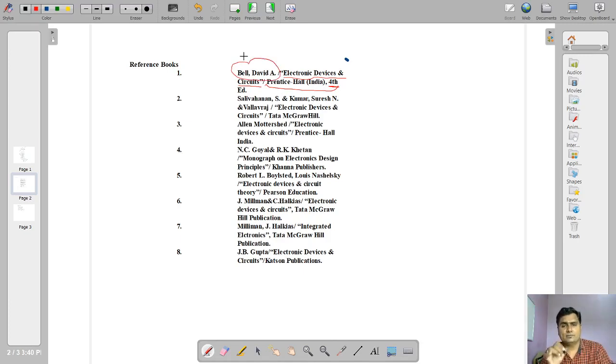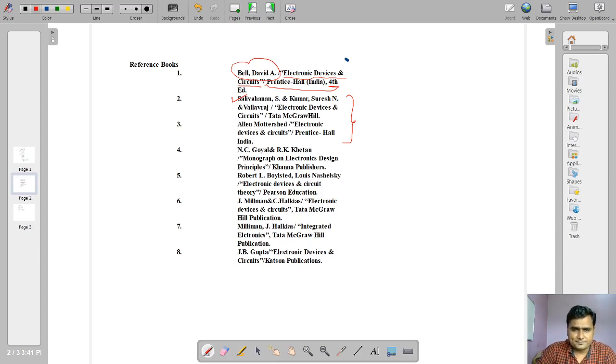Sufficient copies of that book are available in our library. Even if you check our department library, many copies are available. Now the second book is again named Electronic Devices and Circuits, but the author is different, that is Salivahanan. It is really a good book.